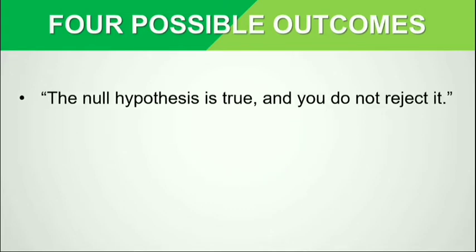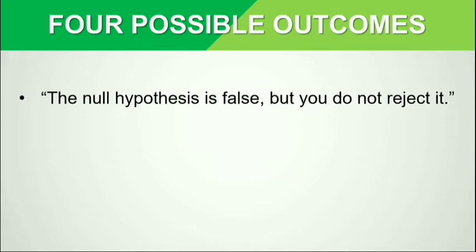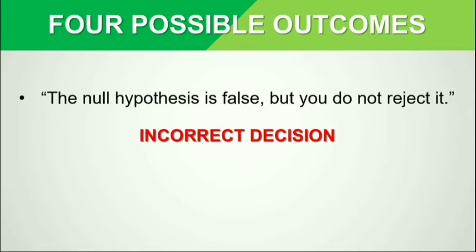For the third outcome, it is when the null hypothesis is true and you do not reject it. Similar to the second outcome, this is a correct decision because you are not rejecting a true null hypothesis. So there is no error here. But for the fourth outcome, it is when the null hypothesis is false, but you do not reject it. And this is another incorrect decision because a false null hypothesis should be rejected. And this is referred to as the type 2 error.